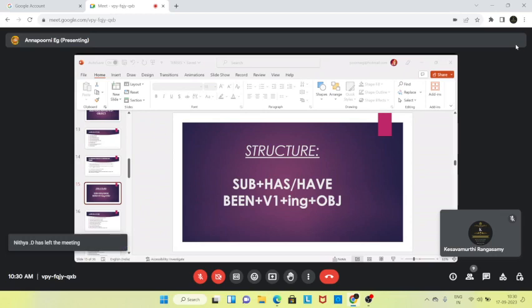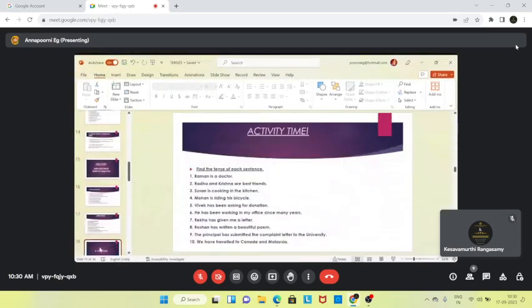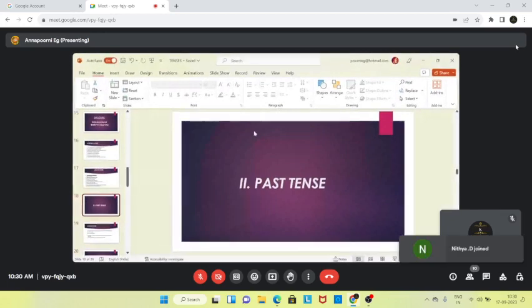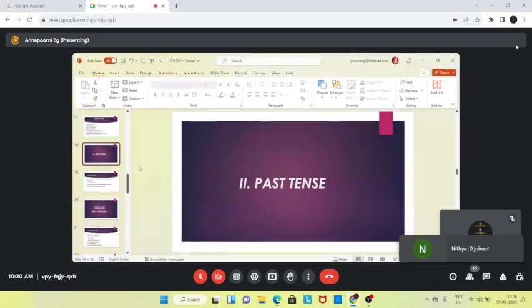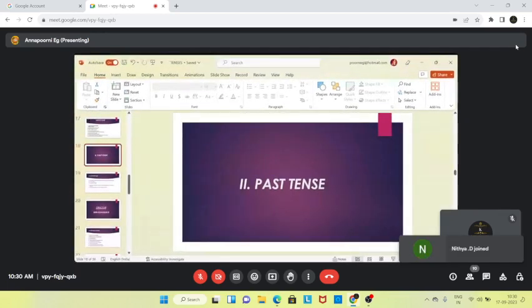This is where we stopped in the previous class. Now we are going to begin the next tense, that is past tense. Okay. So past tense, முடிஞ்சு போன காலம். Or something that is completed or something that has already happened. That is past tense.